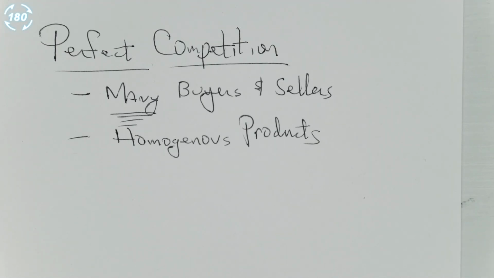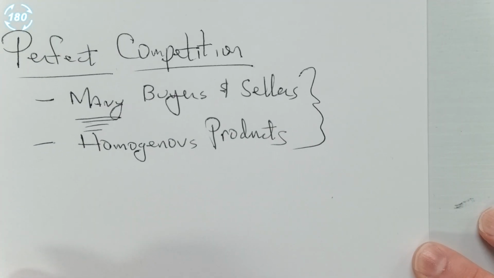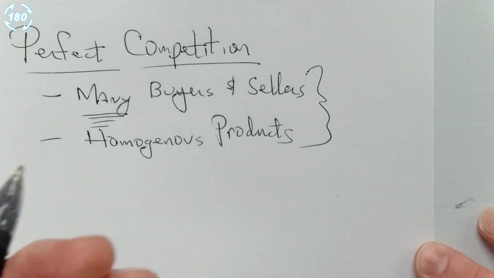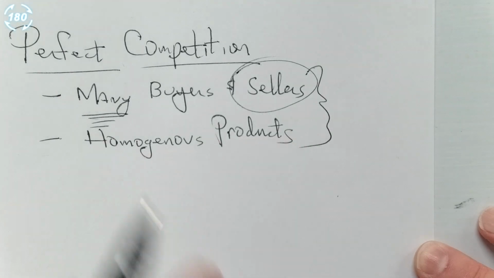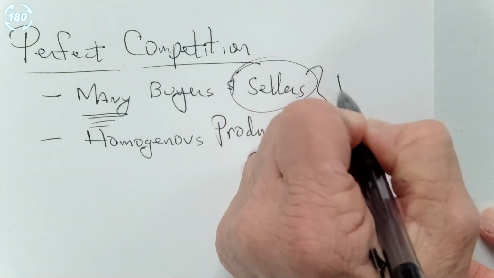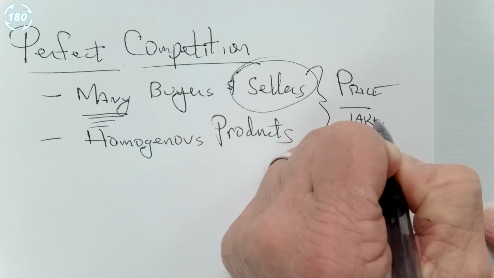By definition, a perfect competition has to have a homogeneous product, and that seems to model a lot of situations. And because you have many buyers and many sellers, in particular we're going to be looking at the selling side of this today. Buyers and sellers are said to be price takers.